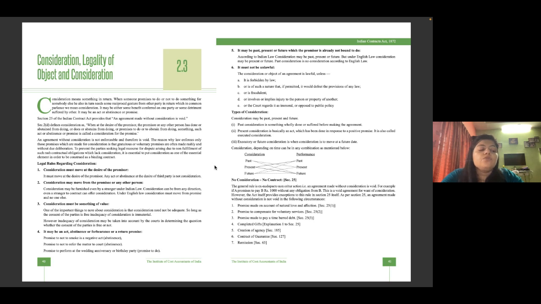If I go to a college and say that I want to get admitted, but I don't have the money, in such cases, if my father is paying the money for me, the consideration is being given by my father to my university, but the entire contract is being entered into by the university and me.